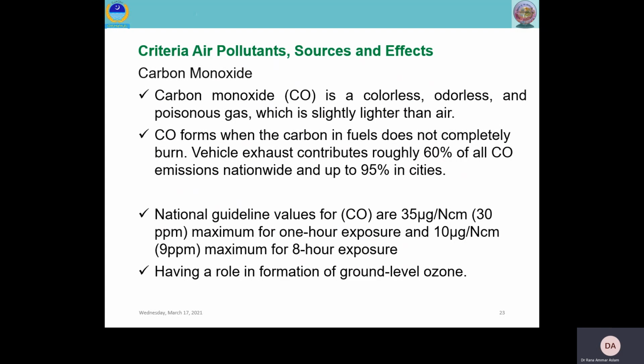From anthropogenic sources, it comes from the burning of fossil fuel, especially partial burning of fossil fuels. If we see the contribution from anthropogenic sources, vehicle exhaust contributes roughly 60% of all CO emissions nationwide and up to 95% in urban areas, right? So actually, vehicles are the greatest source.